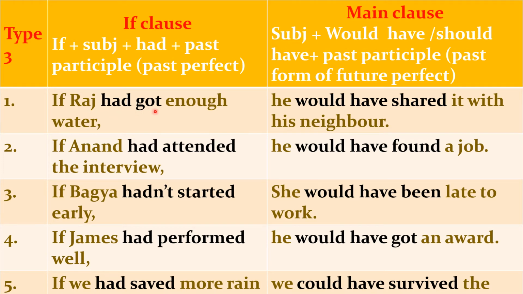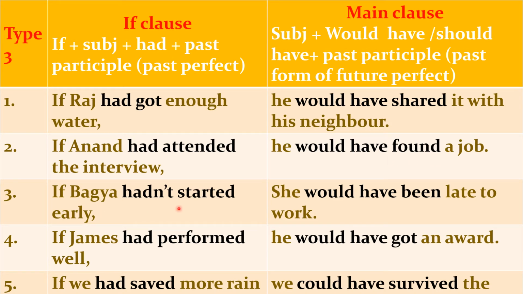If plus subject plus past perfect, and would have or should have or could have or might have plus past participle. This is the format of the third type. This is the structure of the third type. If Anand had attended the interview, he would have found a job. If plus subject plus past perfect, had attended; here subject plus would have plus past participle, would have found.